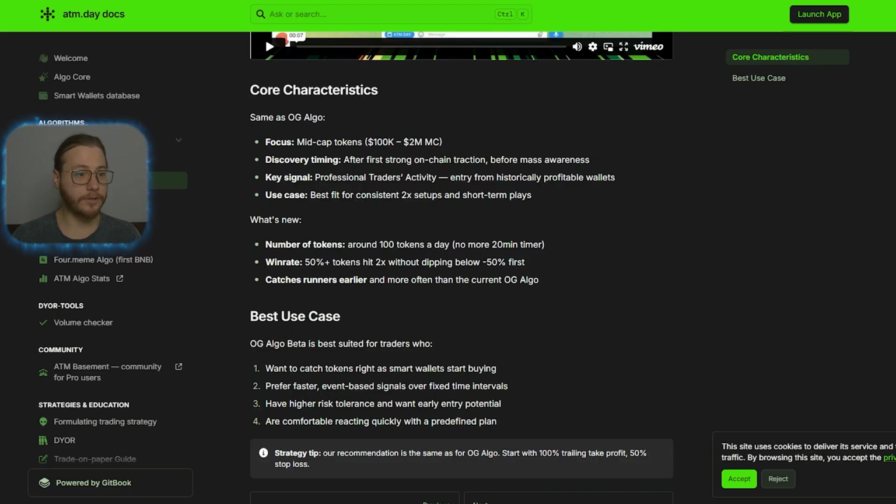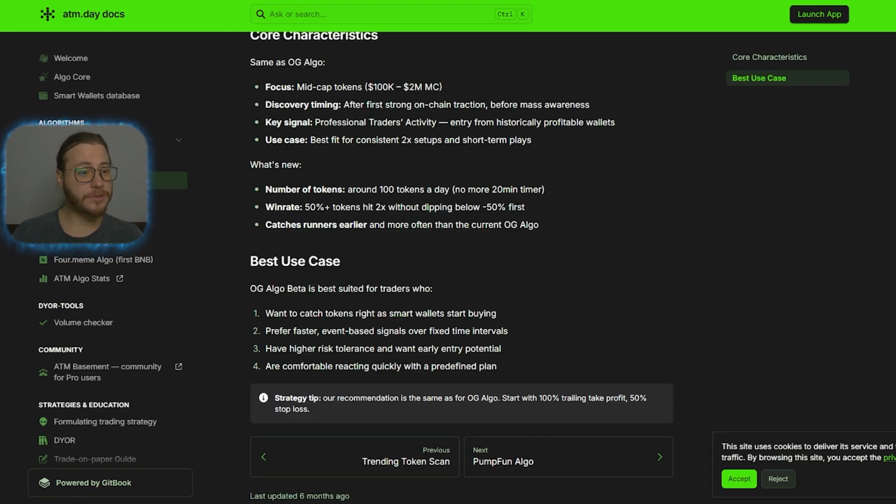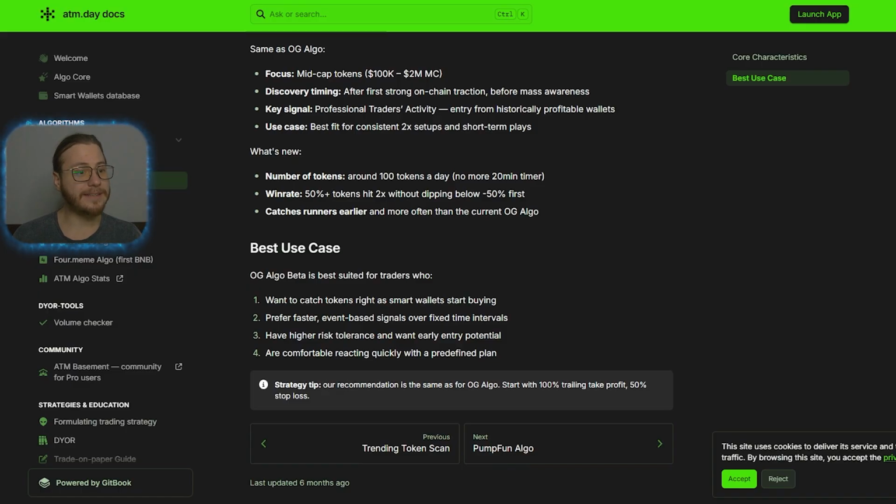So the core characteristics are the same as the OG algorithm, but what's new is the number of tokens, around 100 tokens a day, no more 20-minute timer, win rate 50%, lose tokens hit 2x without dipping below -50% first. Catches runners earlier and more often than the current OG algo. Best use case: OG Algo Beta is best suited for traders who want to catch tokens right as smart wallets start buying, prefer faster event-based signals over mixed time intervals, have higher risk tolerance and want early entry potential, and are comfortable reacting quickly with a predefined plan.